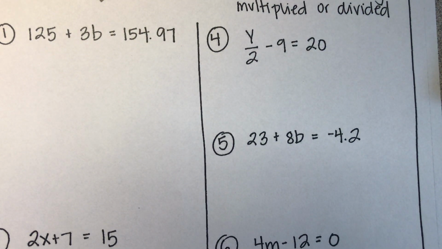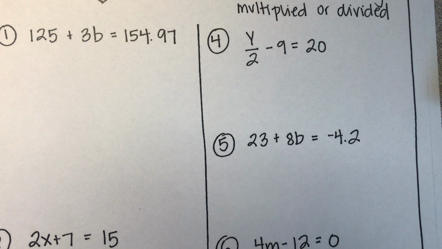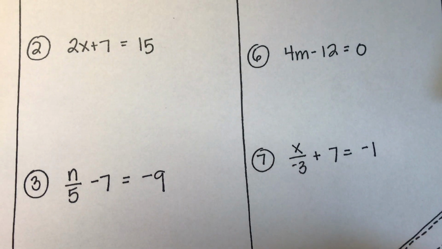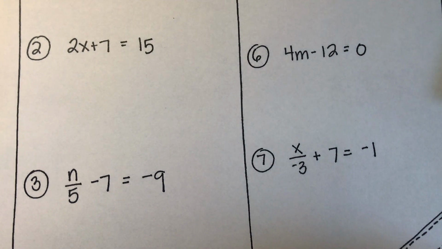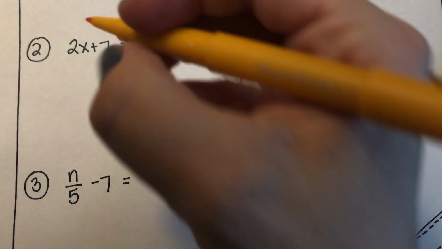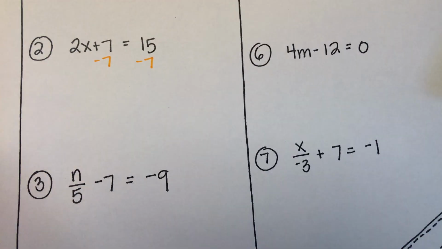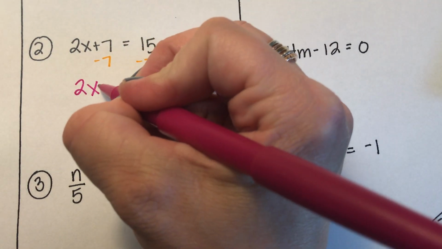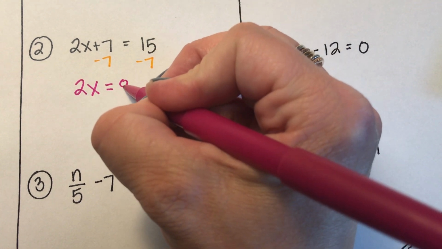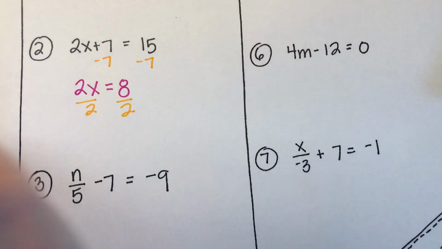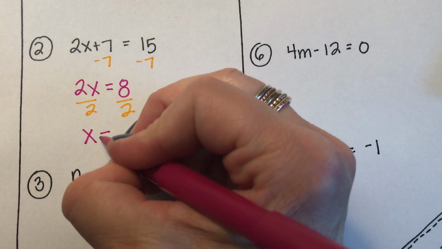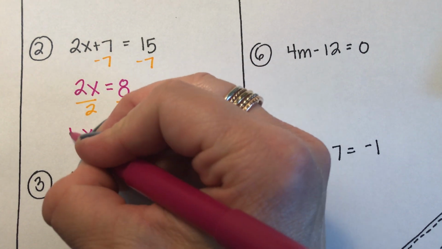So we're actually going to skip number one. I don't know why I put the hardest example as the first one. We're going to start down here with number two. The first thing we have to do is undo whatever is being added or subtracted. What's being added? This plus 7. So we're going to undo that by subtracting 7. That leaves me with 2x equals 15 minus 7, which is 8. Then we divide both sides by 2, and I'm left with x equals 8 divided by 2, which is 4.